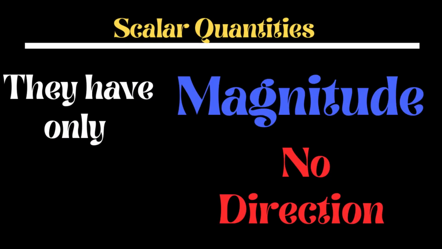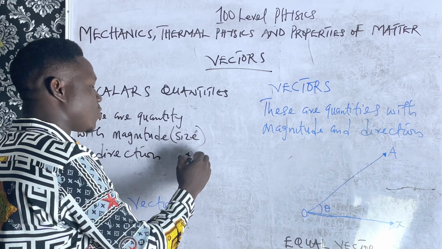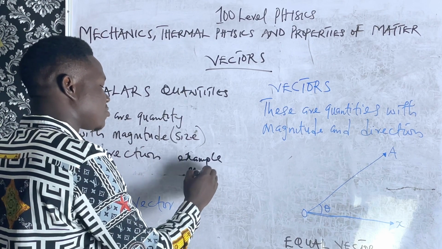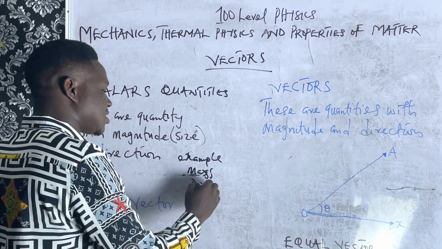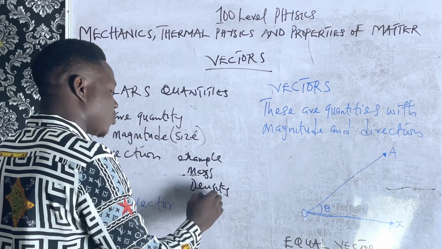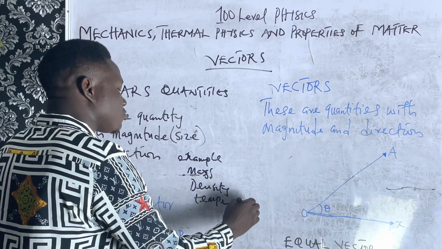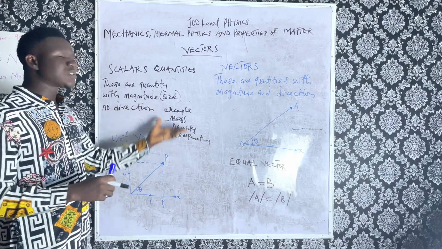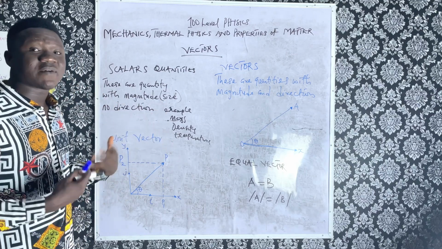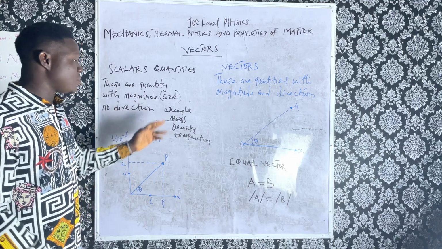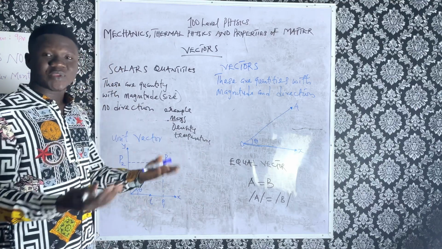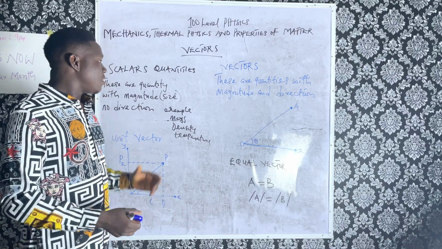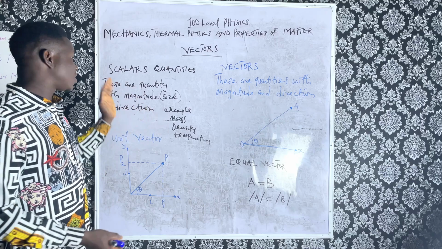Scalar quantities are quantities that only have magnitude, only have size. You can only measure them, but you can't tell their directions. An example would be mass, density, temperature. There are numerous, you can list them. These quantities don't have direction, they only have a quantity. You can only measure mass in kg, temperature in either degrees Celsius or Kelvin. So that's all about scalar quantities.